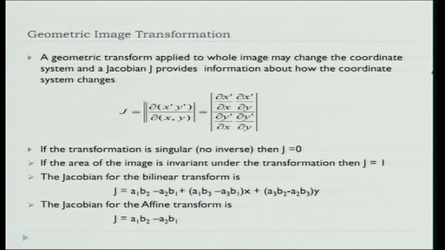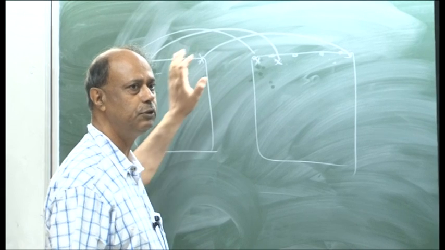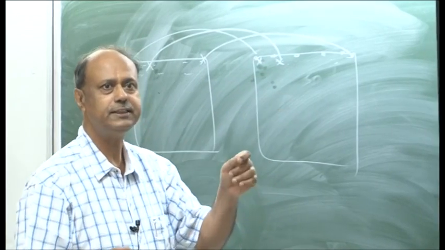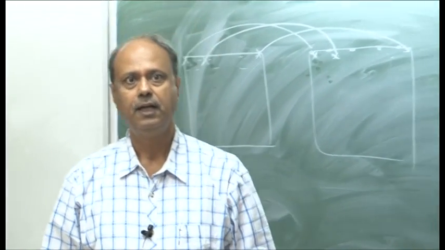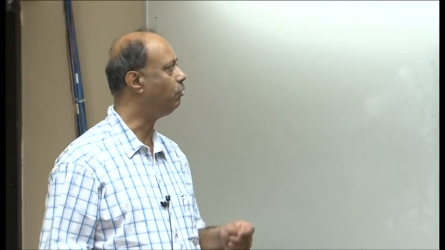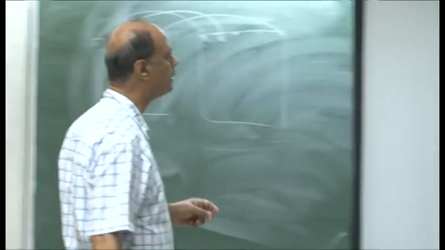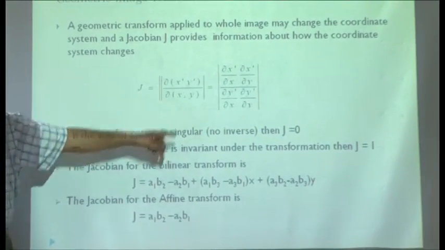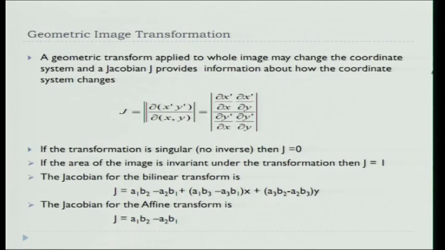Now the term Jacobian we want to introduce. The geometric transform applied to the whole image may change the coordinate system, because obviously you have the original image, this one, and this is the output image. Once you transform it, the coordinate system will be changed. And Jacobian is a parameter by which you can tell how the coordinate system changes. So that is important. J is nothing but the determinant of the partial derivatives of whatever transformation you have taken.